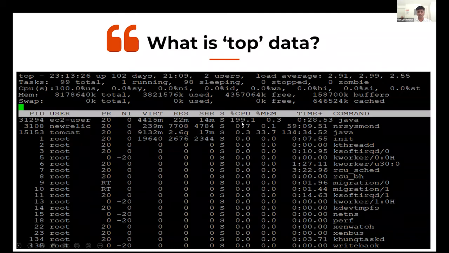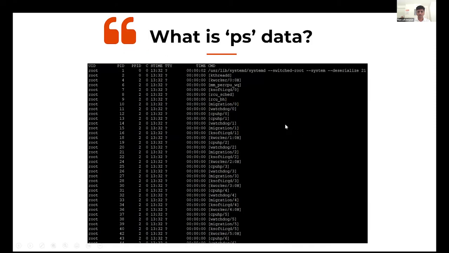It says it is consuming 199% CPU, but I don't know with what arguments it has been launched or what Java process it is. But if I can see all the arguments with which it was launched, I know, okay, this is my middleware, or this is some other batch Java process. So the ps process status command is going to give us the complete arguments.